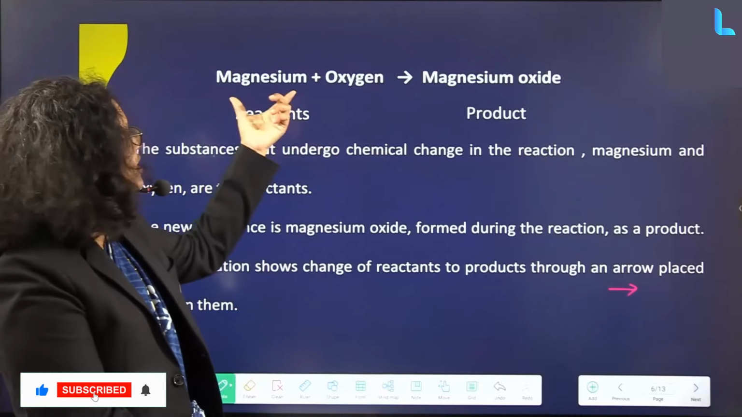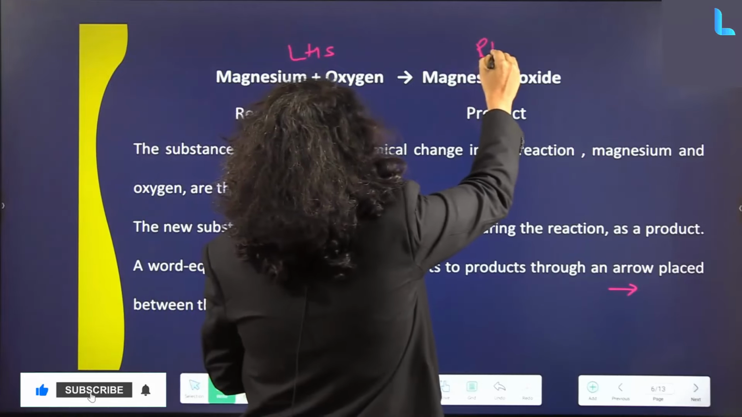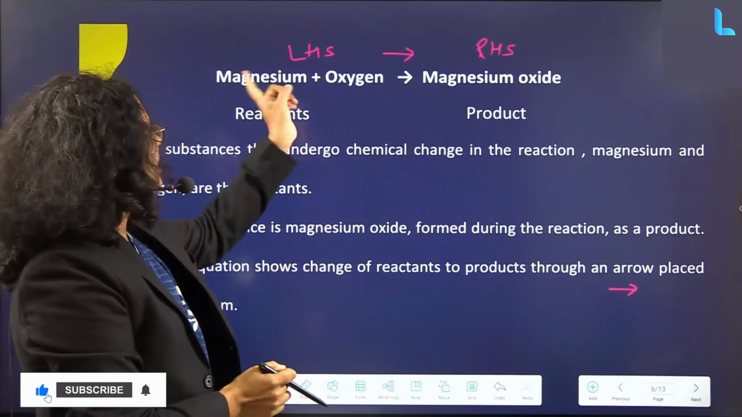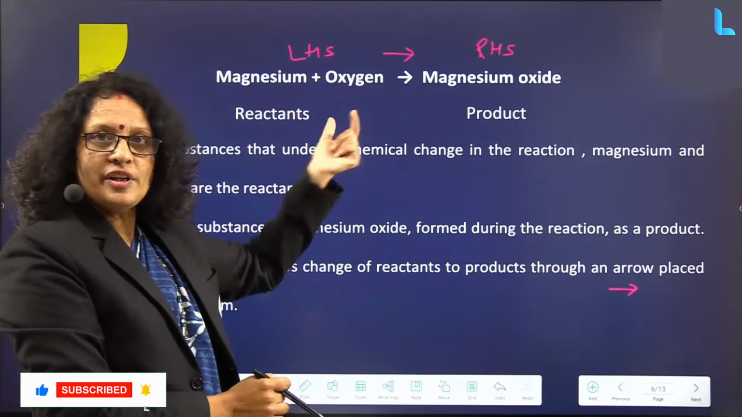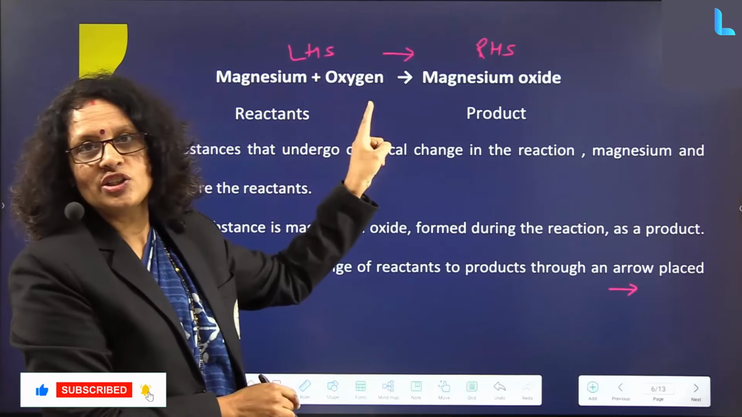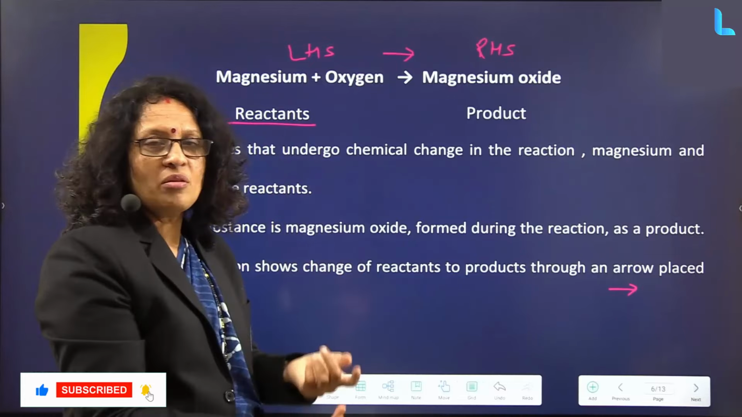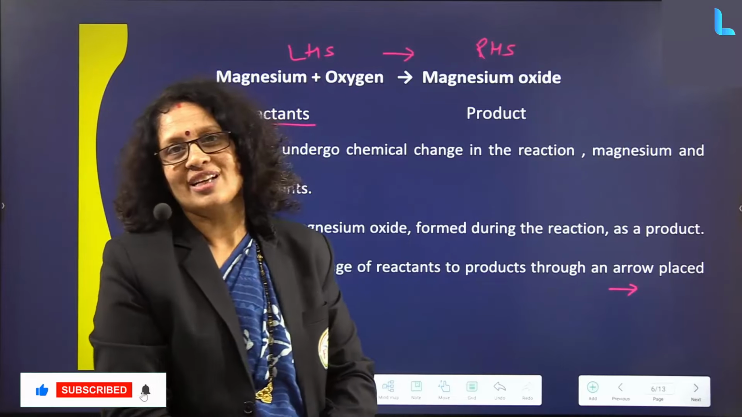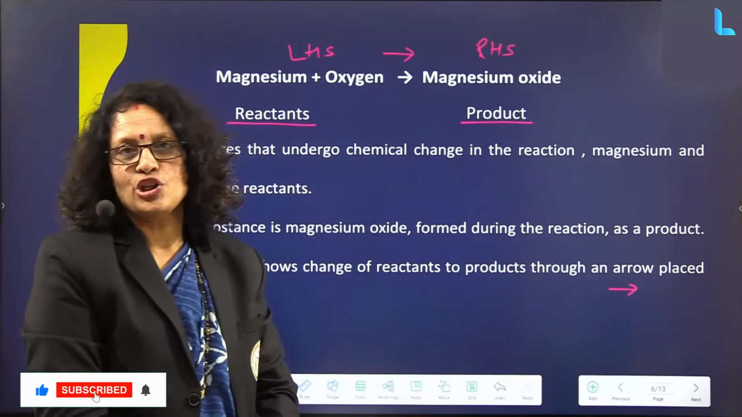Magnesium plus oxygen, what is this? This is written on the left hand side. This is the right hand side. There is an arrow in between. The arrow indicates these components are combining to give these components. On the left hand side, we have burned magnesium ribbon in oxygen. So magnesium plus oxygen are called reactants. When they combine, you get a product. Here one product is there, magnesium oxide, a white powder. That is called the product, magnesium oxide.